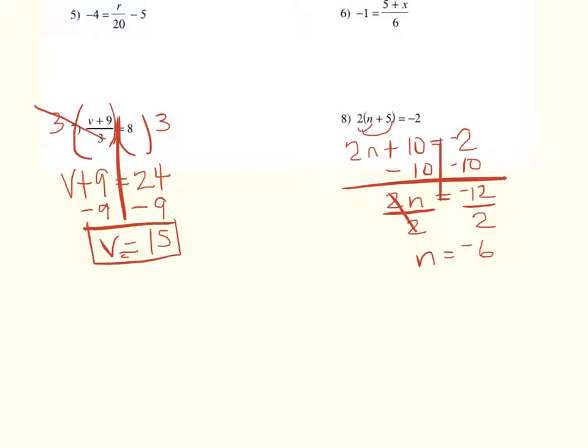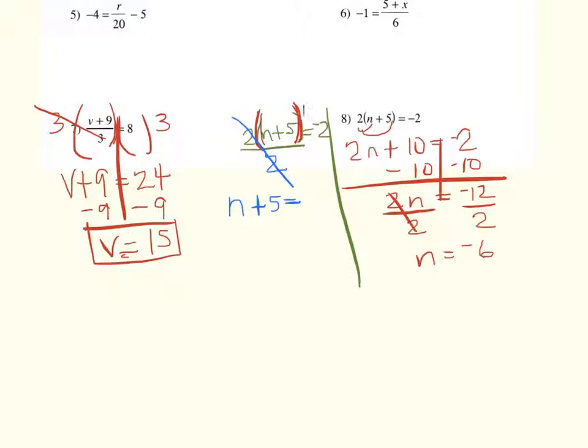Now remember, I said there was a second way that we could solve this. So I'm going to go ahead and show you here. If I decide I do not want to distribute first, I can do division first. And the only reason I can do division first is because these parentheses right here tell me that I am multiplying 2 by everything, which means that my inverse is to divide by 2. So 2 divided by 2 cancels, so I am left with n plus 5.